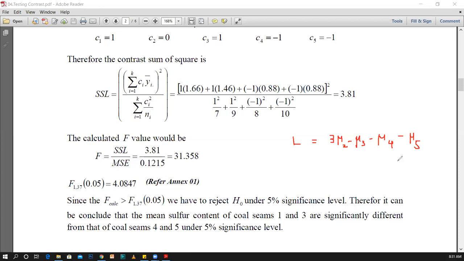If this is the contrast that one person has made, then first of all we have to identify what this contrast means. As soon as you see this contrast, what you can say is that they are going to test whether 3 times the mean sulfur content of the second coal seam is significantly different from that of coal seams 3, 4 and 5.